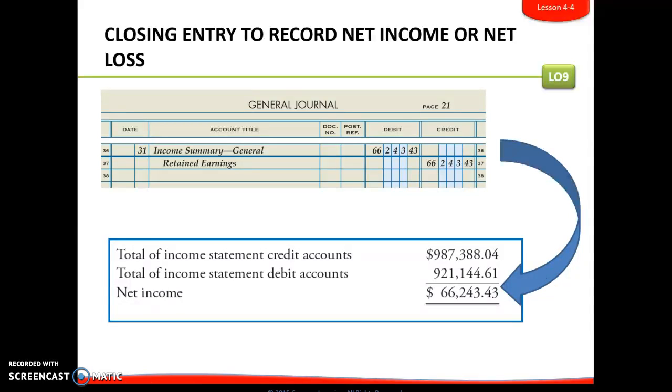Third closing entry is when we record net income or net loss, and then at the same time, it's going to close our income summary account. So here we're going to take our total of income statement credit accounts. We're going to subtract from it our total of income statement debit accounts, and that will give us either our net income or our net loss. In this case, we have a net income. So we are going to debit income summary to close income summary, and we're going to credit retained earnings.